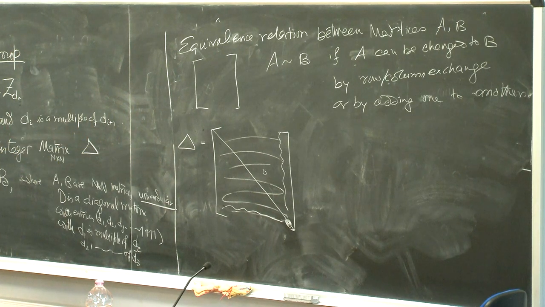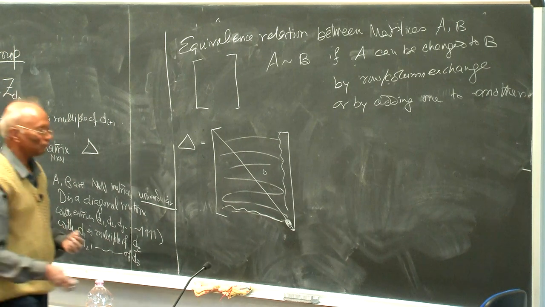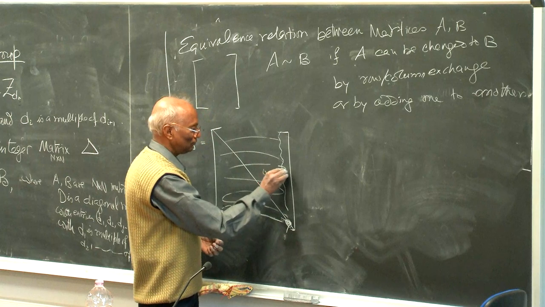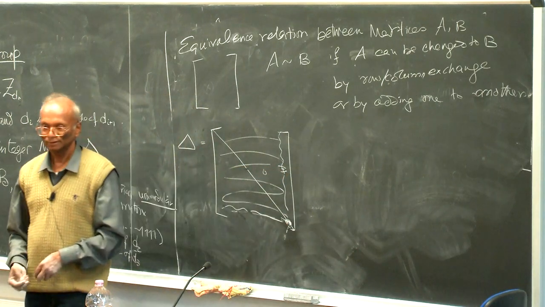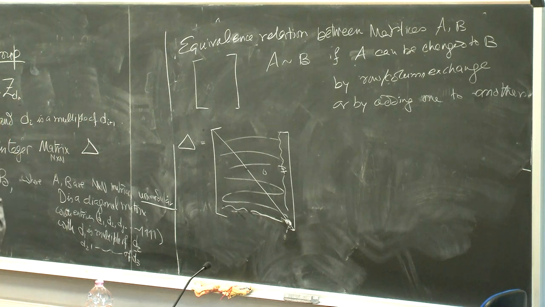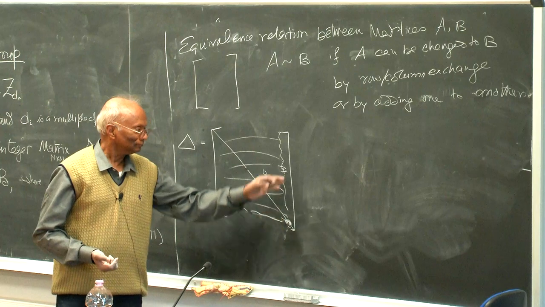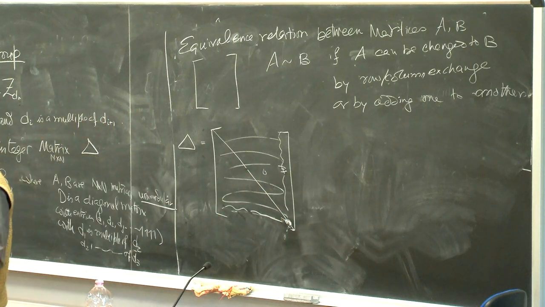If they are not zero, because I'm only allowed to use integers, right? I cannot use fractions. Suppose this is 7 and this is 3, then I just exchange the 3 and bring it down. And then reduce the 7 to 1. Okay? Now I will bring the 1 down and change the 7 to 0, 3 to 0. Okay? Is the proof clear?